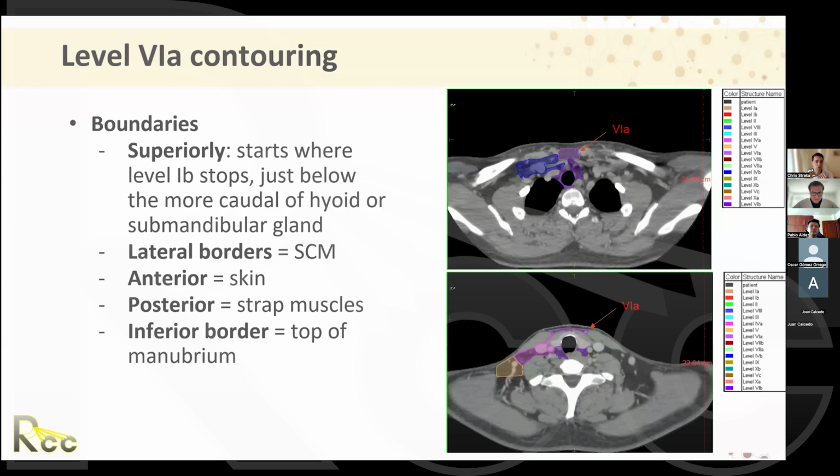The borders for this specific nodal site are, in general, quite distinct. The lateral borders are the sternocleidomastoid muscles. The anterior border is the skin. Posteriorly is the strap muscles. And inferiorly is the top of the manubrium. You can see a couple of representative slices over to the right side of the slide here. I will be going through more slices in just a minute.